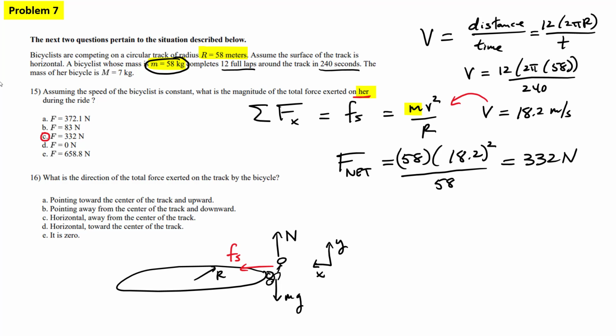What else? What is the direction of the total force exerted on the track by the bicycle? All right, so this one you have to be careful of the wording also. It's on the track, rather, by the bicycle. So the forces that I have here were the forces acting on her. Let me go ahead and clean up this diagram here.